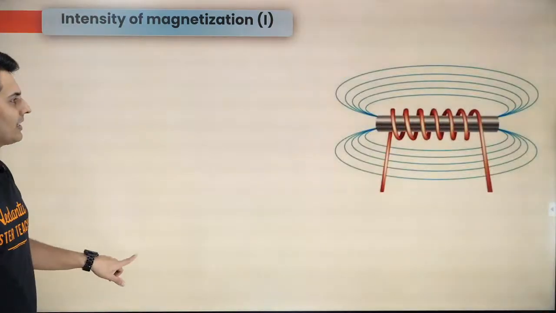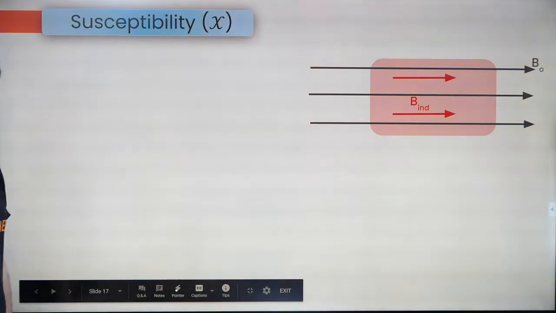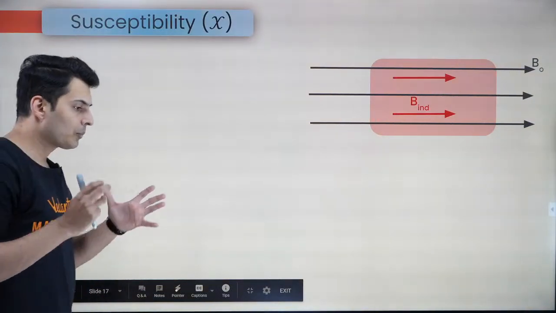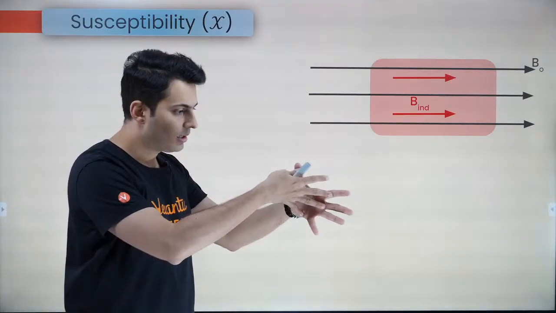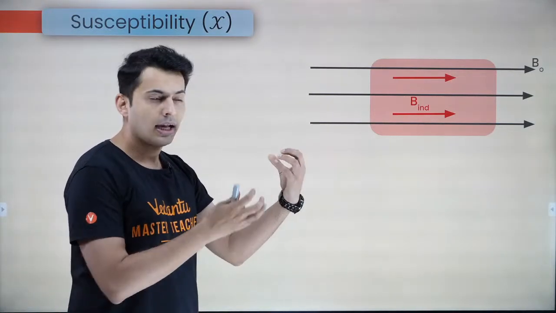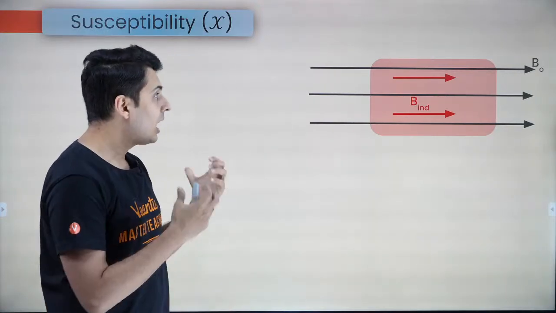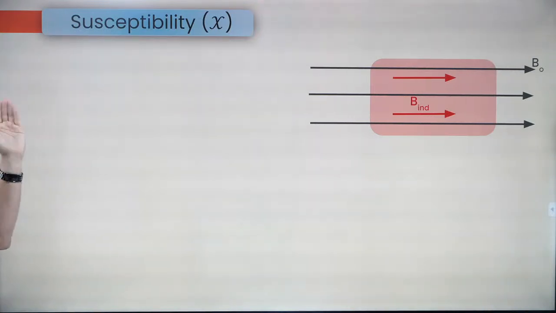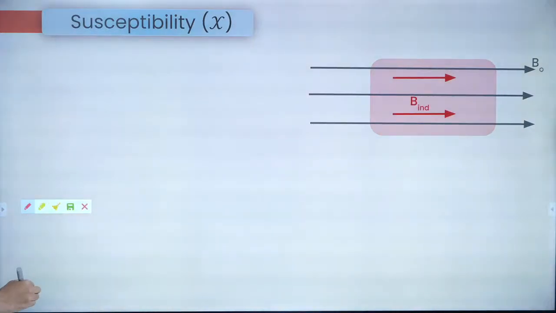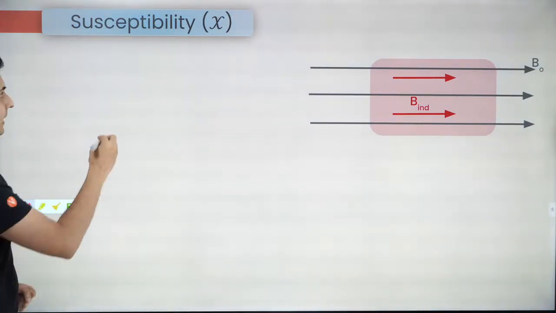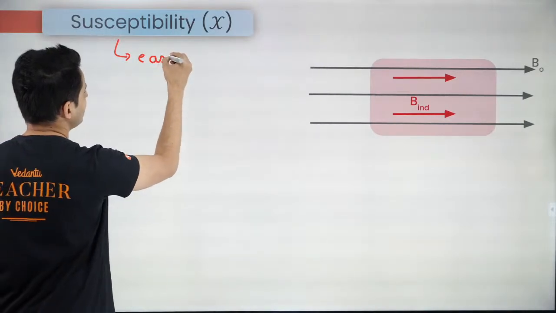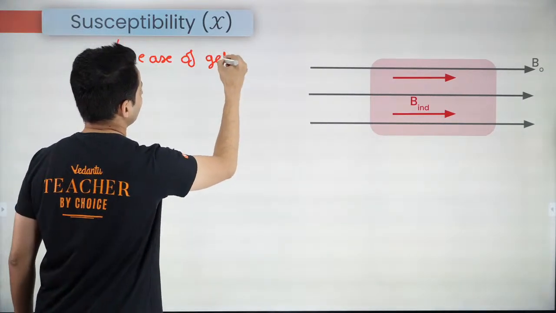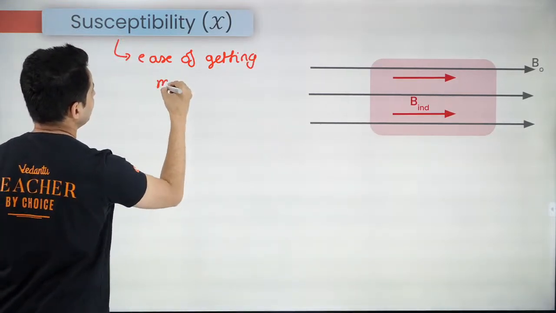Epic. Let's get going to the next term, which is called susceptibility. Now, an external field B naught will magnetize that material and there will be some induced field. How susceptible is that particular material is given by this susceptibility. So basically it's nothing but the ease of getting magnetized.